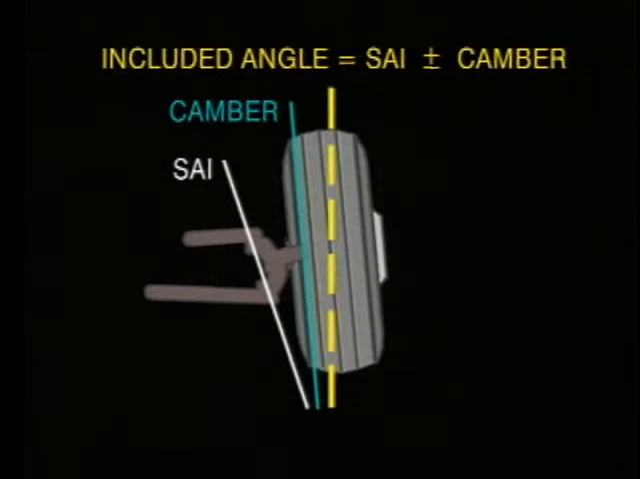The SAI and camber combine to form what is called the included angle. The included angle is calculated as SAI plus or minus camber. The included angles on each side of the vehicle should normally be within 1/2 of 1 degree of one another.